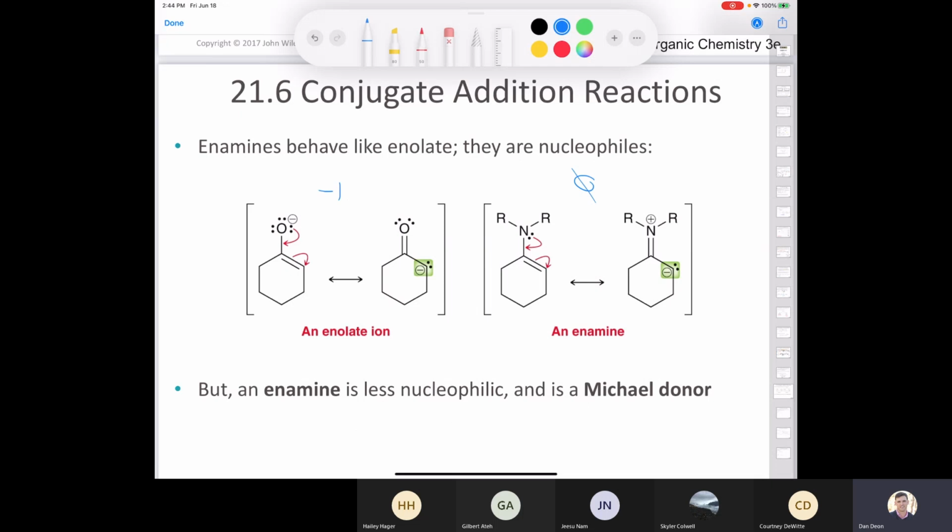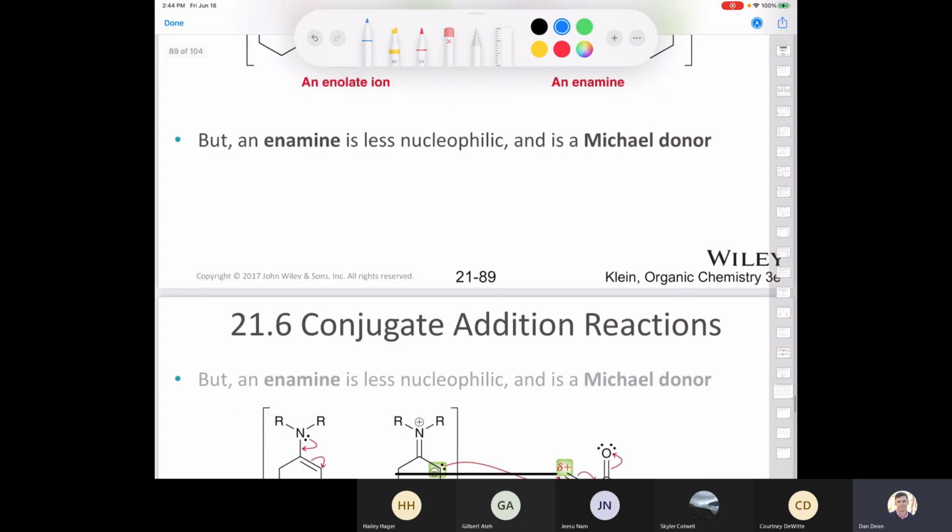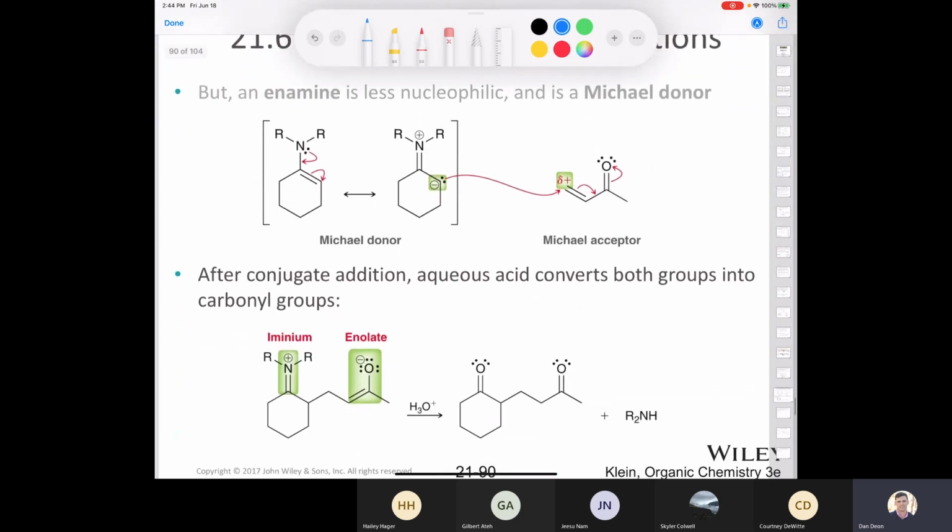Kind of an interesting way to make a Michael donor, and the nucleophilic attack would look exactly like what you think it would, right? You can draw it the way that I drew, whereas I like to draw the arrows from the enamine. If you want to draw this resonance contributor and draw the nucleophilic attack like that, there's no problem. But check it out.